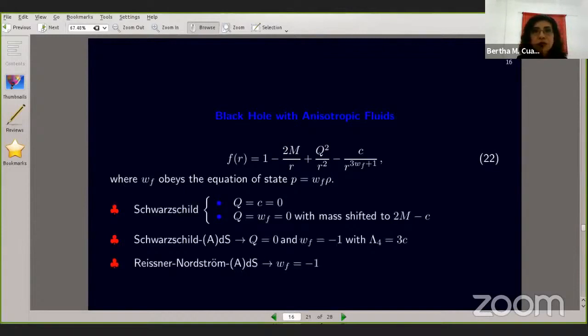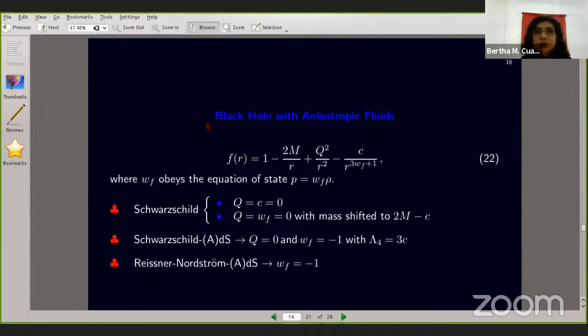This metric contains some special cases. For example, the Schwarzschild solution can be obtained if we make the charge and the anisotropic fluid parameter equal 0, or if we make this charge 0 and w_f equals 0, so that the mass of the Schwarzschild black hole is shifted to the value m minus c.